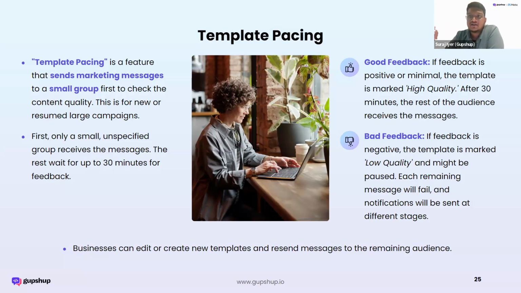And wait for feedback. Now, what is feedback? The three metrics that we discussed: read rate, block rate, and report rate. If within the first small group, Meta observes that the feedback is lower, Meta will not send the rest of the campaign. Meta will go ahead and pace it out and pause your template. This is applicable for both marketing and utility. If Meta receives positive feedback, that within the first 5 to 10 minutes itself there are a lot of read rates coming up, Meta will go ahead and push the entire campaign. It's only applicable for new templates that are created. It is not applicable for older templates that already have a quality rating.